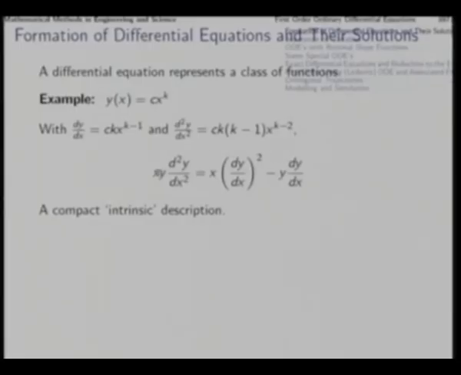Now, this is a compact intrinsic description of the curve of the relationship between y and x. The other quantities that enter into this equation are derivatives of the same function y. So, that means that when you solve this differential equation, you will basically get back these constants c and k. Sometimes it happens that while solving you might find some other solutions also which are not incorporated here.